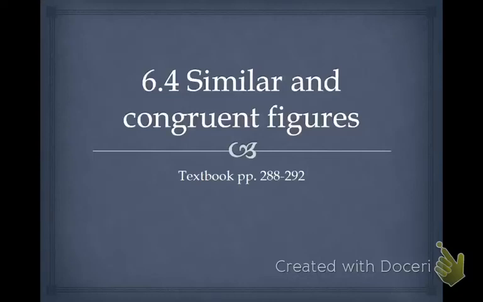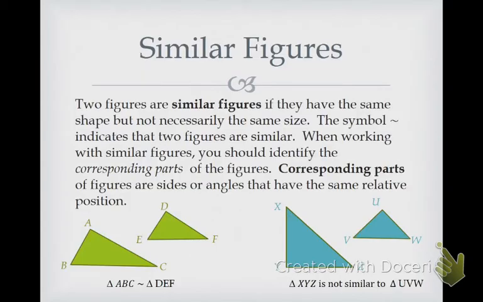Okay, so we're in section 6.4, similar and congruent figures. The first thing you need to know is the definition of a similar figure. They have the same shape, but not necessarily the same size. The symbol, you need to write this down, and it's written up there on the board too, is that squiggly line. You need to write that and write that that is the symbol for similar. So similar equals, and then write that little symbol so you know that whenever you see that, it means the figures are similar. You also need to know what it means to have corresponding parts.